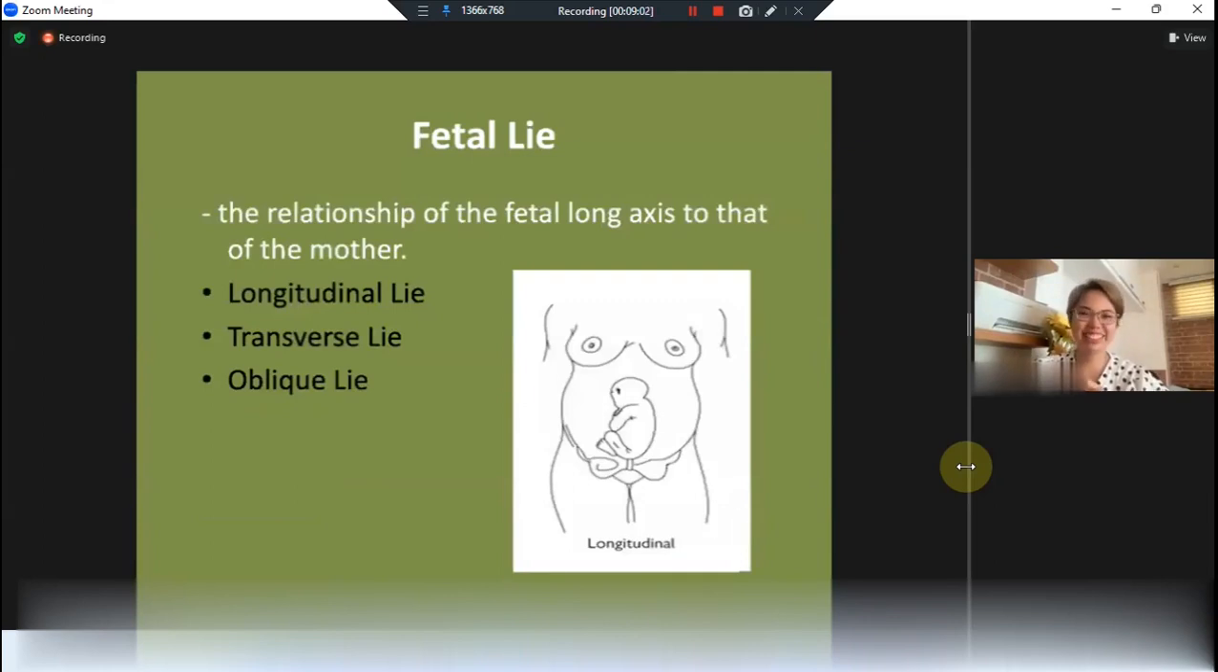Let's move on. Fetal lie: the relationship of the fetal long axis to that of the mother.